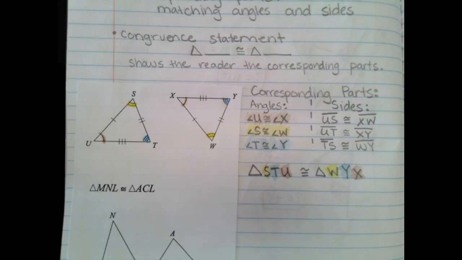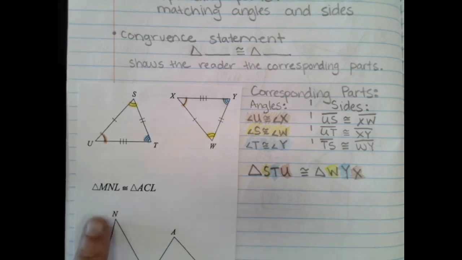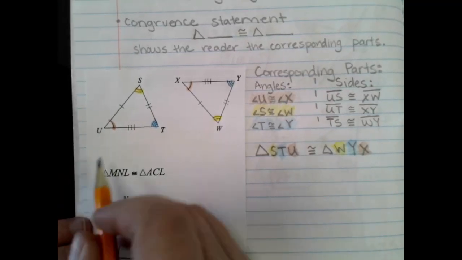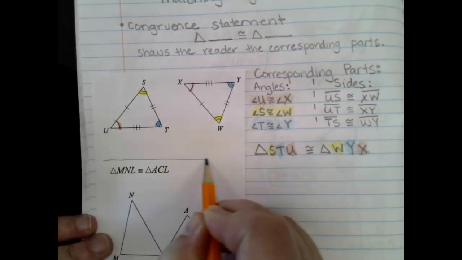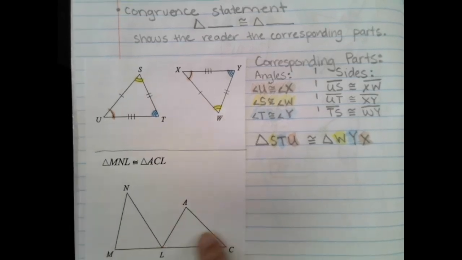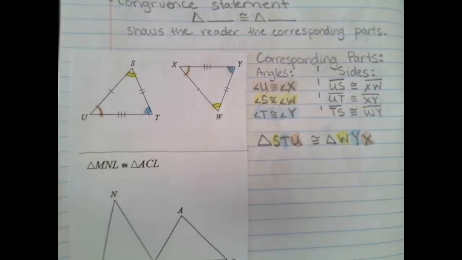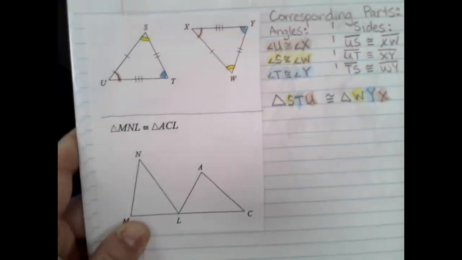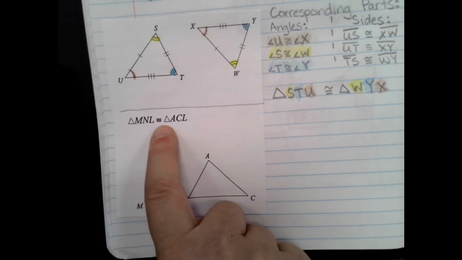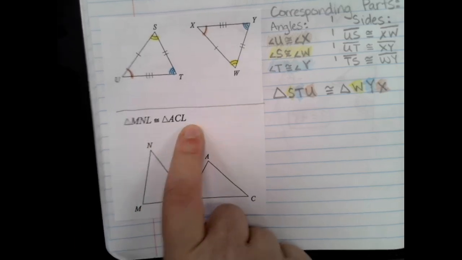All right, so we just have one more problem here. We have a congruent statement this time. If it helps, you can do a little line there to show that that was that problem. This one we don't have any work for other than we're going to mark up the diagram. So we're going to show the markings. Okay, so we have MNL is congruent to triangle ACL.